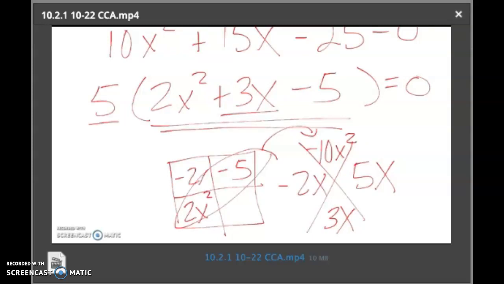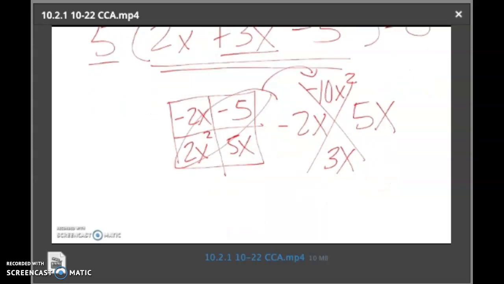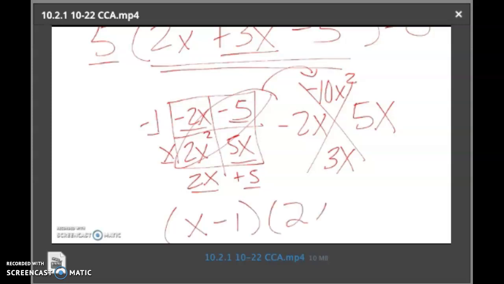I'm going to put those into my generic rectangle, and then I'm going to look for the dimensions of my rectangle. So let's see, 2x goes into both of those terms. That makes this x. And then 2x times negative 1 will give us those negative 2x's. x times positive 5 gives us those 5x's. And to check, 5 times negative 1 does give me those negative 5 ones. So my area as a product here is x minus 1 times 2x plus 5. And then I need to remember to bring down that 5 that I factored out.